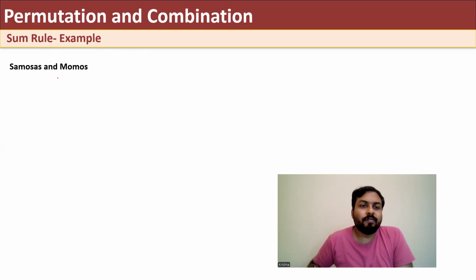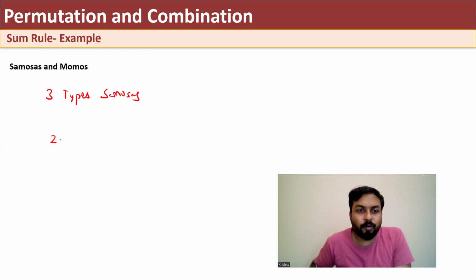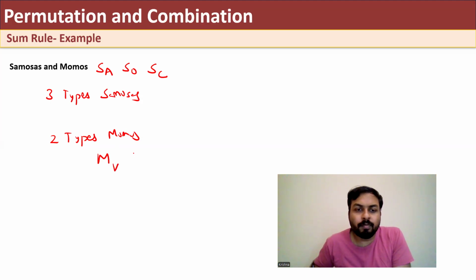I'll take an example of samosas and momos. Let's say you have three types of samosas and two types of momos. Okay, let's give them a name. Let's say you have aloo samosa, onion samosa, and chicken samosa. Then in momos, you have two varieties: veg momo and, let's say, non-veg momo.